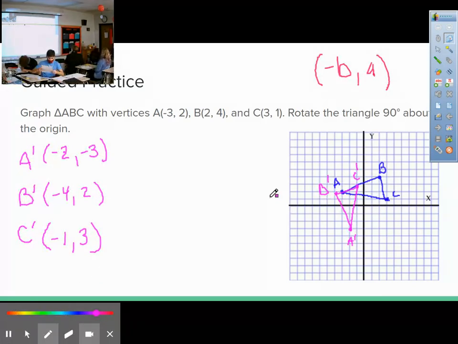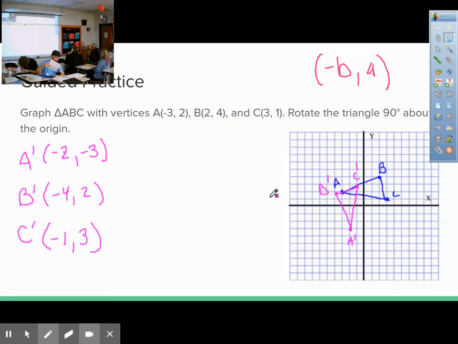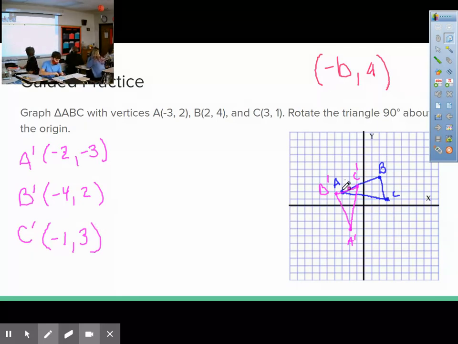All right, if I can have your attention, please. With your rotation of 90 degrees, you should have done (-B, A), or the opposite of B, A. So that means you should have flipped them and changed the sign of the y value. A prime would become (-2, -3). B prime would be (-4, 2), and C prime would be (-1, 3). And there's what your picture would look like. What questions do you have for me on that problem?